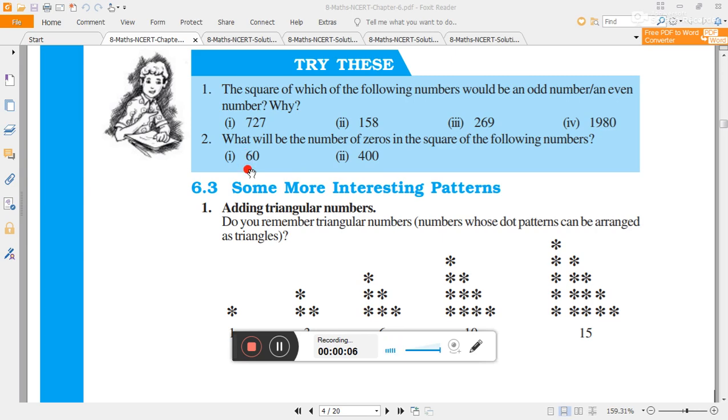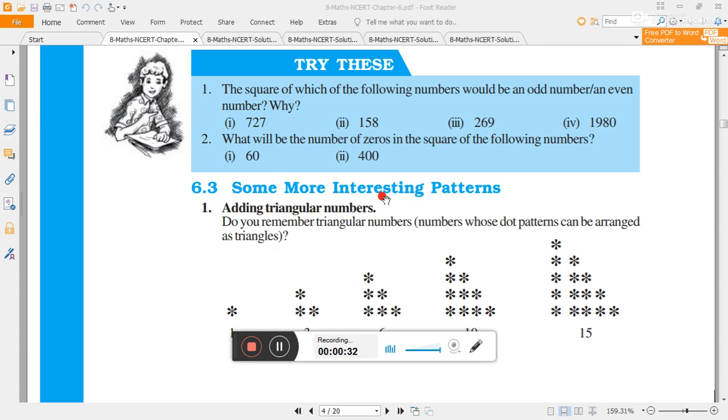In the first bit 60 and in the second bit 400. So this first bit 60 contains 10, so its square contains double, it means two zeros. Here two zeros are there in the question, and that's why its answer contains four zeros, so we only have to make the number of zeros double.